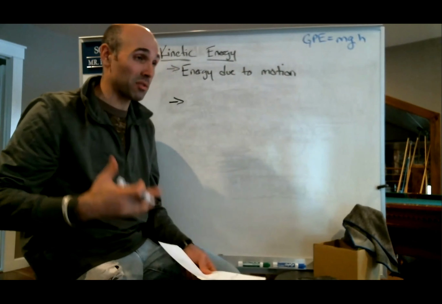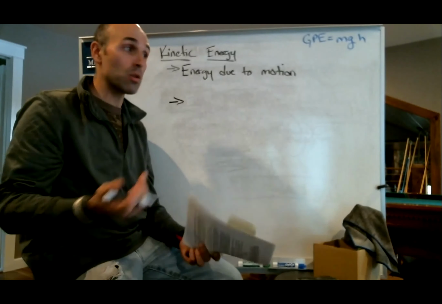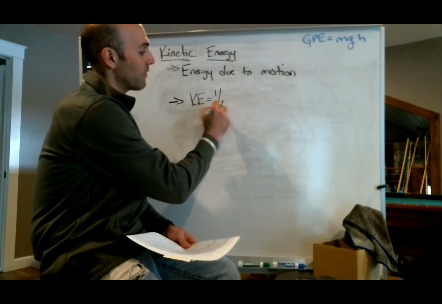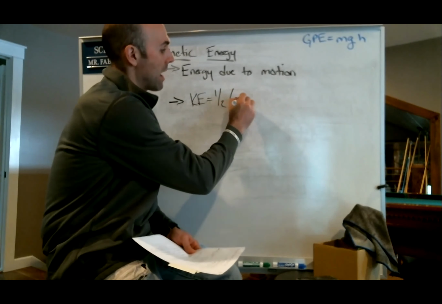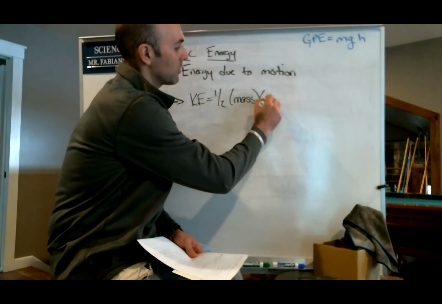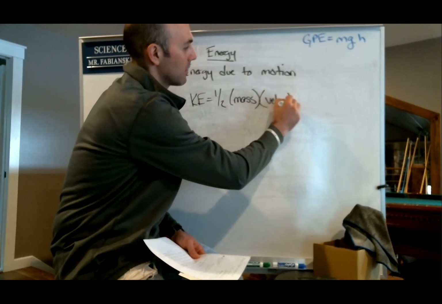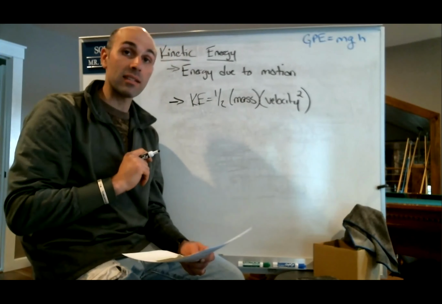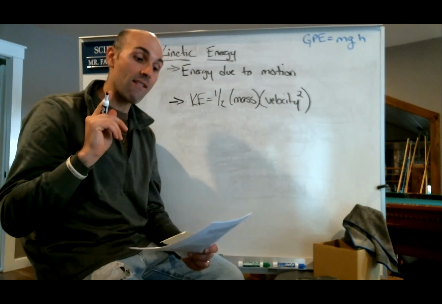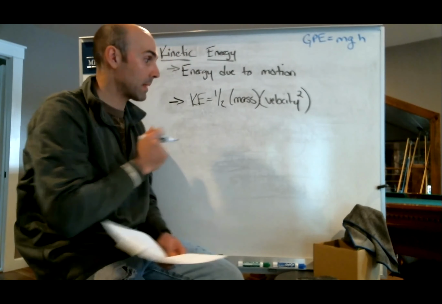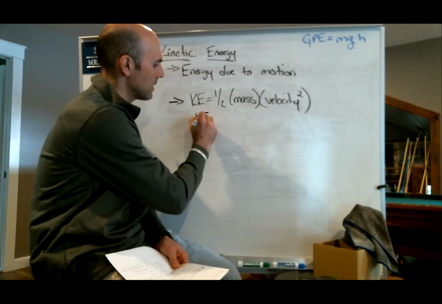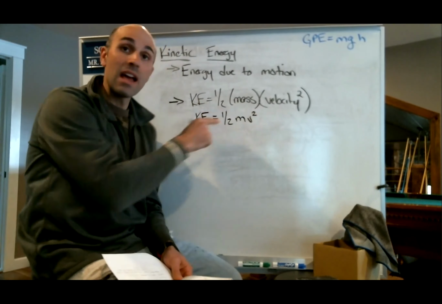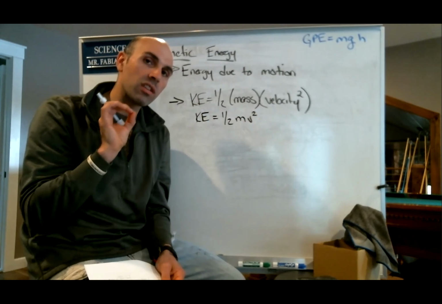And that's kind of nice because there's only one equation for energy of motion, and that is KE equals 1/2, that's a constant, mass times our velocity squared. Now, only the velocity is squared. Very, very important, okay? So KE equals 1/2 mv squared. That square only belongs to the v.